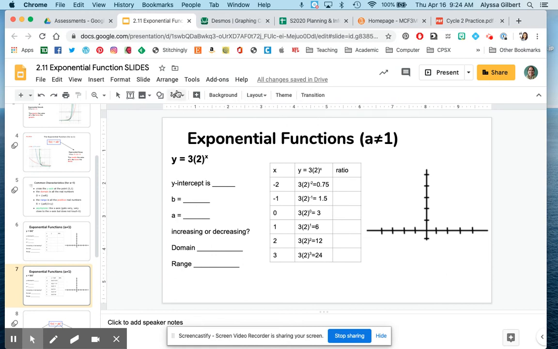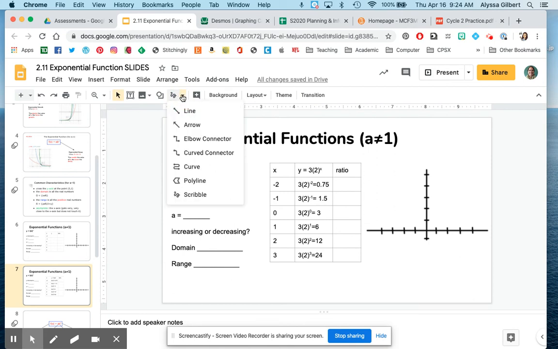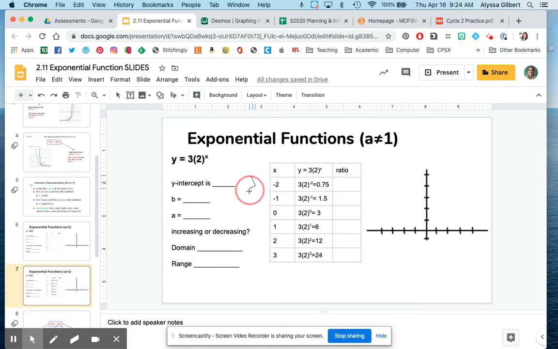Why can't I see anything? Scribble. Oh, okay, there we go. Sorry guys, I want to do this quickly. Okay, I'm just going to go to text.